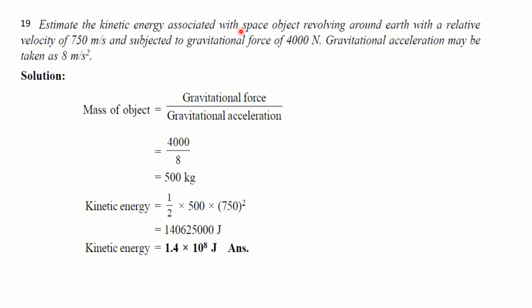Estimate the kinetic energy associated with a space object revolving around Earth with a relative velocity of 750 meter per second and subjected to gravitational force of 4000 Newton. Gravitational acceleration may be taken as 8 meter per second square. Mass is weight by G, acceleration due to gravity. That is, weight is nothing but the gravitational force. 4000 by 8, you will get 500 kg.